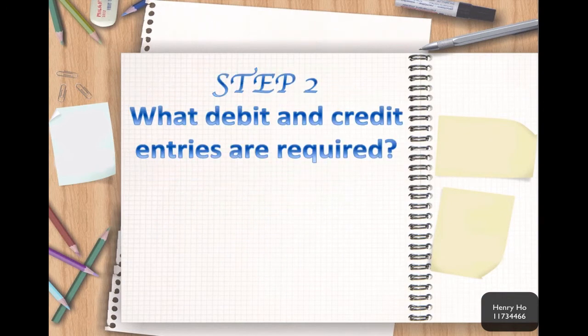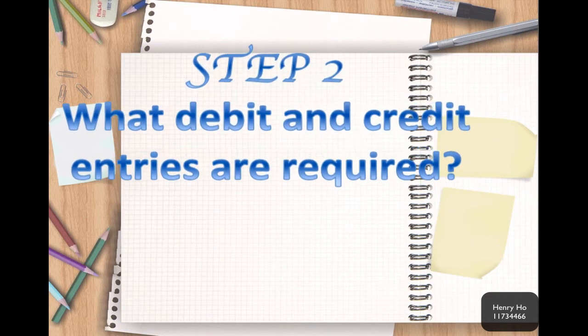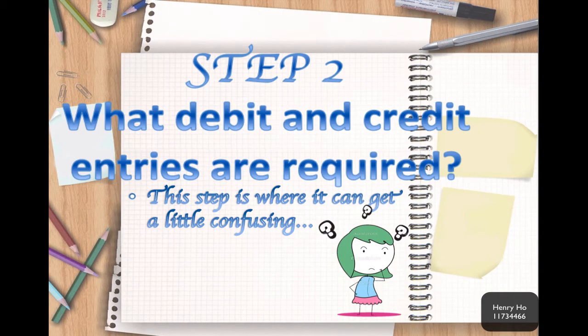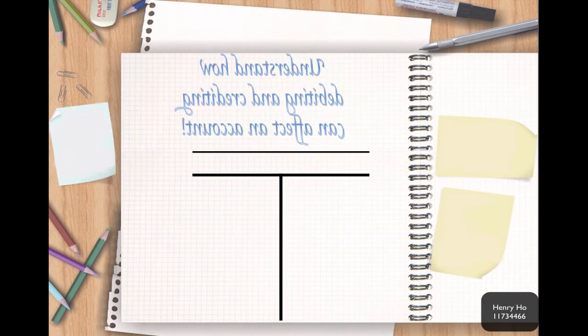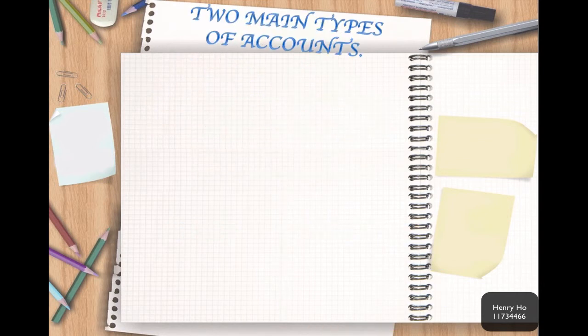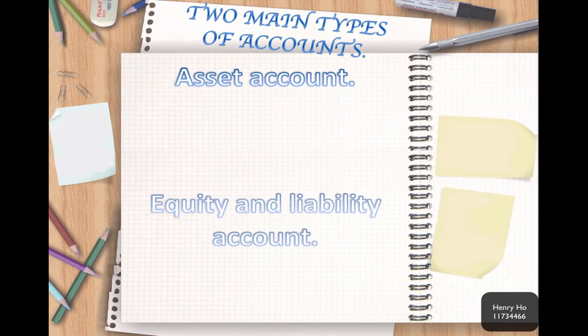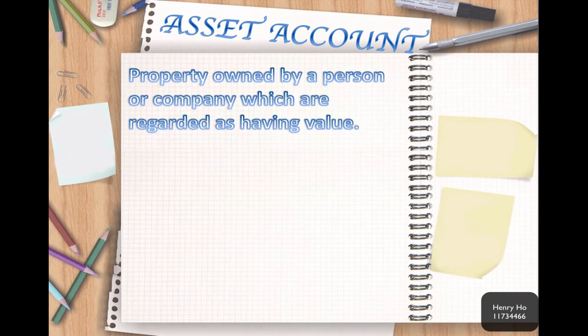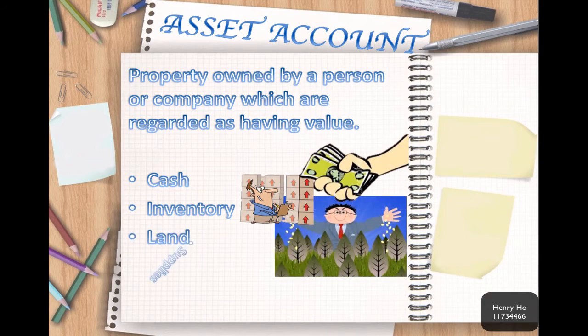Step 2. What debit and credit entries are required? This step is where it can get a little confusing. In order to identify what the debit and credit entries are, we must first understand how debiting and crediting can affect an account. The fundamental thing we must know is that the debit side is on the left and the credit side is on the right of the account. Secondly, there are 2 main types of accounts, the asset account and the liability and equity account. Assets are basically property owned by a person or company which is regarded as having value. This includes cash, inventory, land, and supplies.